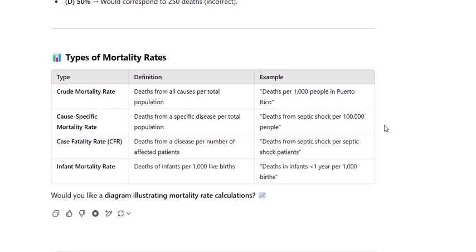Case fatality rate, CFR: deaths from a disease per number of affected patients, for example deaths from septic shock per septic shock patients. Infant mortality rate: deaths of infants per 1,000 live births, meaning deaths in infants under 1 year per 1,000 births.